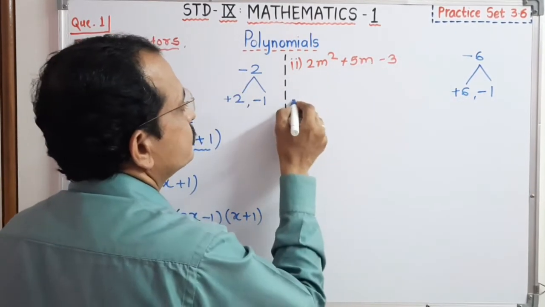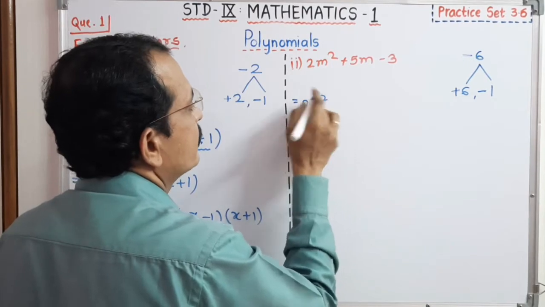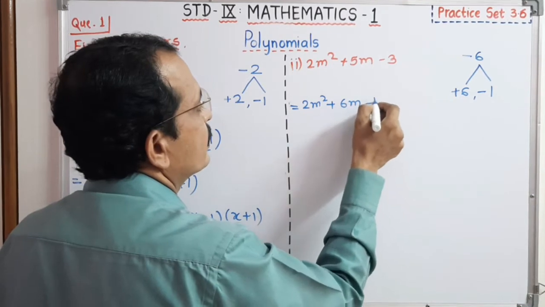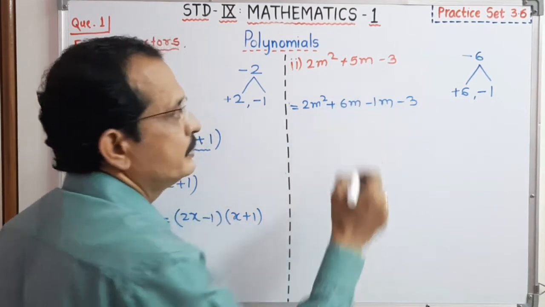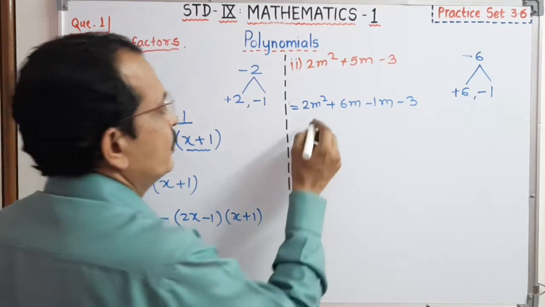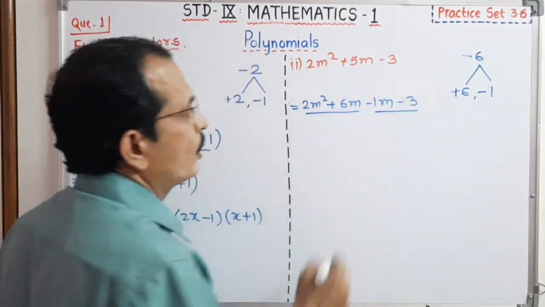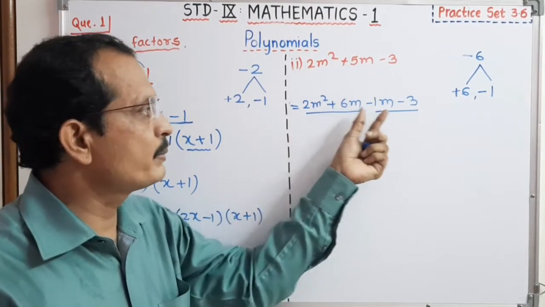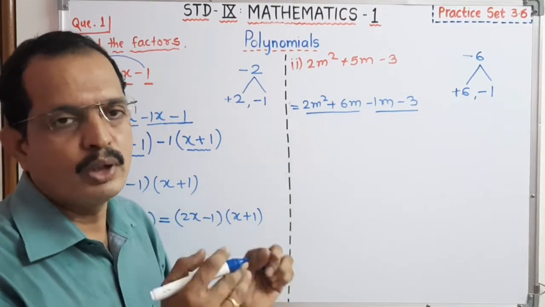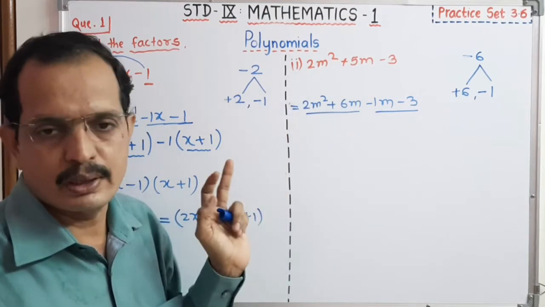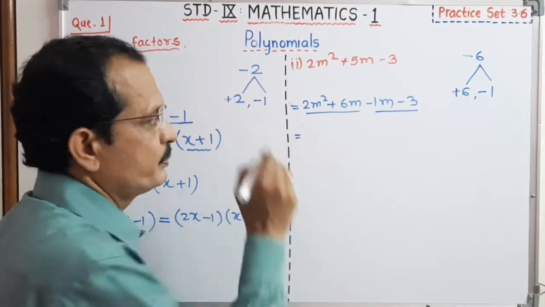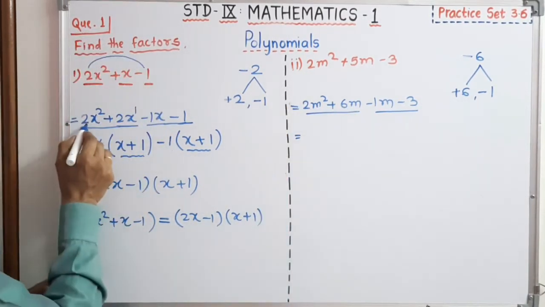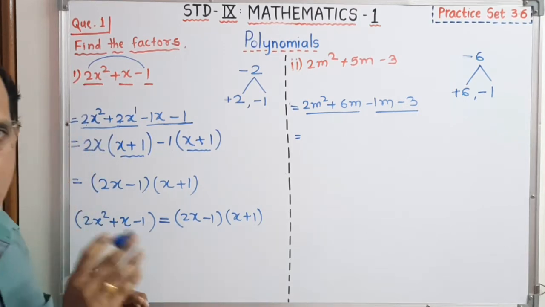Now see here, we can write 2m square plus 6m minus 1m minus 3. All of you got this or any doubt? Instead of 5m we write 6m minus 1m. From 6m, 1m is subtracted, we get plus 5m. Now take out the common. See the coefficient 2 and here it is 6. Here 2 and 2 both are common, therefore we take out 2 as a common.